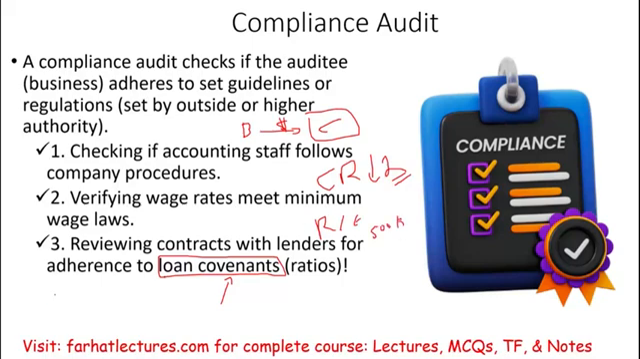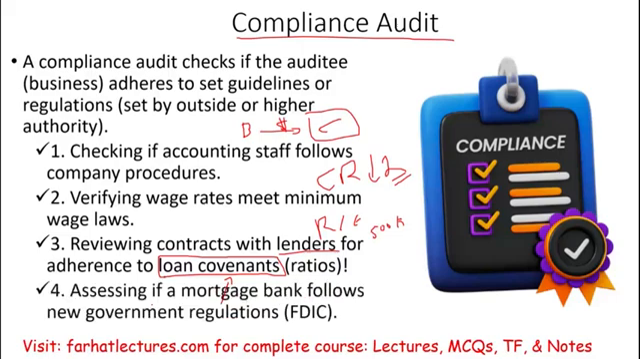So they hire a CPA to conduct a compliance audit, reviewing contracts with lenders for adherence to loan covenants. Make sure the business is adhering to loan covenants. Also, you could be assessing if a mortgage bank follows a new government regulation. If there's a new government regulation about lending money, the bank might hire the auditor to do a compliance audit. And what's the compliance audit? Are we adhering to government regulation?